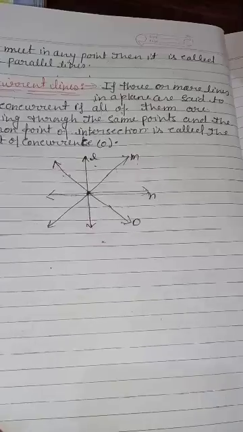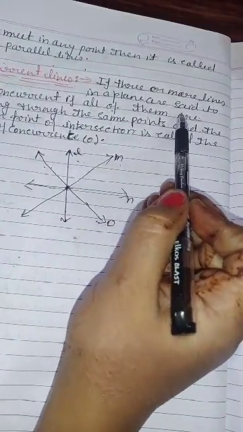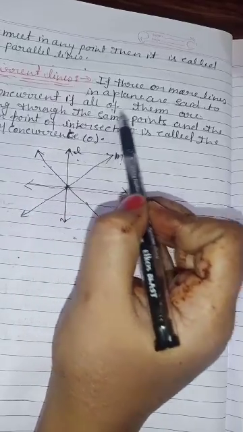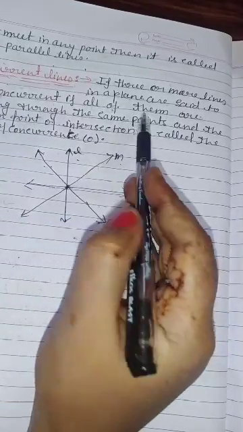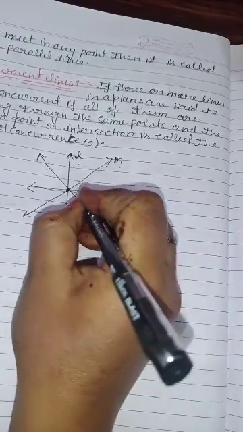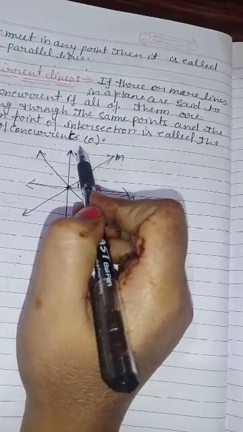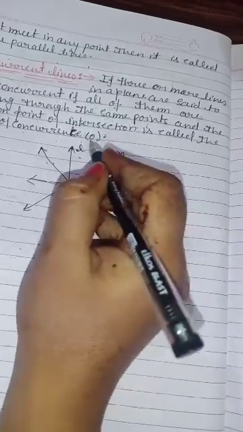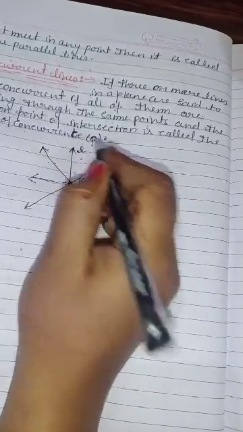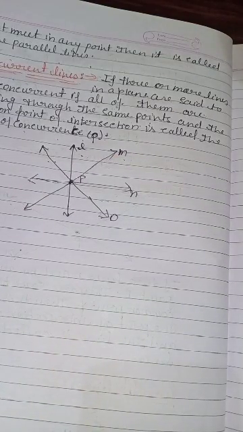Okay, the same thing I have written over here also. See that three or more lines in a plane are said to be concurrent if all of them are passing through the same point. The common point of intersection, suppose this point is P, is called the point of concurrence. It is denoted by O, or here I have denoted it by P. You can name it O also, it depends on your choice what name you would like to give.